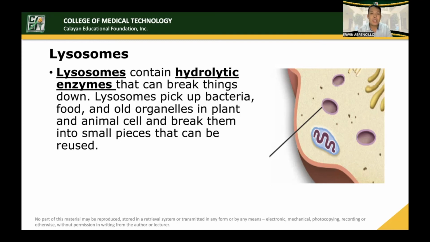Lysosome is also known as the suicidal sac of the cells. So, suicidal because along the process, they also kill themselves. For example, they engulf a bacteria. So the bacteria will die, and the lysosome will also die. But do not worry because, again, as I mentioned, the cell is able to reproduce or produce those organelles that are already lacking in numbers.